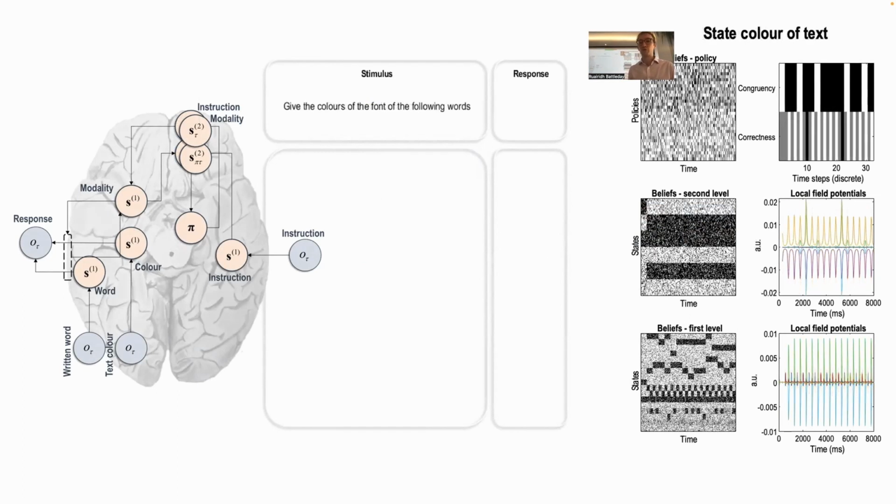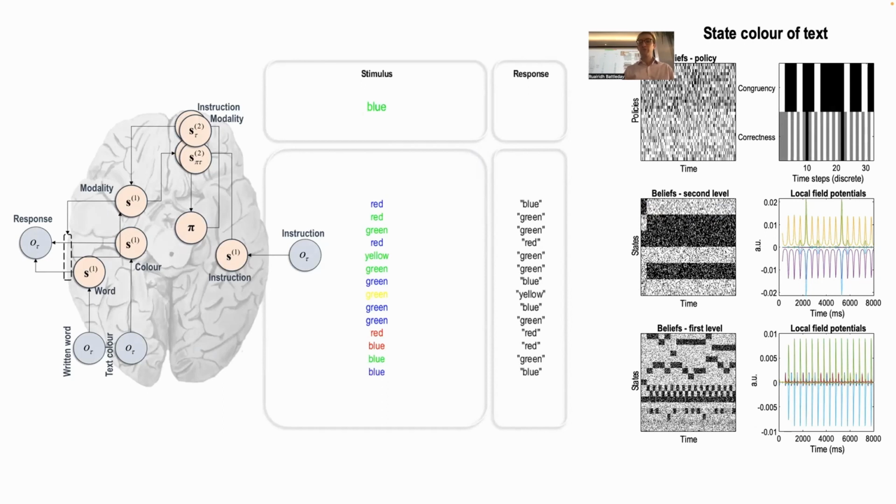If we now change the instruction, you can see, first of all, that it becomes much less confident. So now it's much harder to work out which policy I'm pursuing. And the reason for that is that I have a strong prior belief that goes against the instruction I've been given. I tend to read the word and I'm being told to name its colour instead. And you can see that although it still performs relatively well, when it gets to this point it does start to make errors.